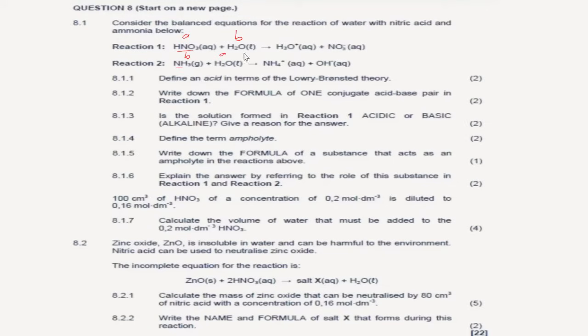Here, we can see that the nitric acid is an acid because it produces hydronium ions, and the NH3 is a base because it produces hydroxide, right? So hydronium ions if it's an acid, but hydroxide ions if it's a base, right? 8.1.1 says, define an acid in terms of the Lowry-Brønsted theory. So what is an acid? We say an acid is a proton donor. That's how you define, according to Lowry-Brønsted, an acid: a proton donor, right?